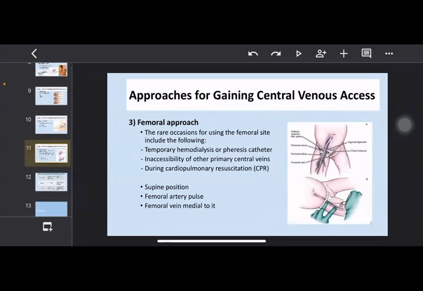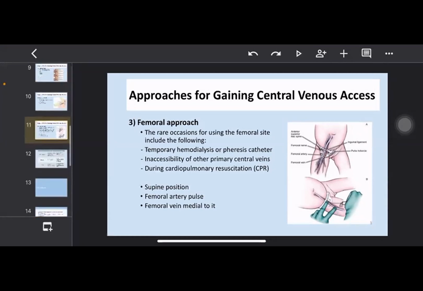The third one is the femoral approach. It is a rare occasion for using this site, but we can use the femoral site when we want to place a temporary hemodialysis or plasmapheresis catheter, and it is also common in children. Children use femoral more than subclavian, because it is difficult to access the subclavian in children. There is also accessibility to other primary central veins during cardiopulmonary resuscitation. When we do this approach, the patient needs to be in a supine position, and we palpate the femoral artery, and we will find the femoral vein medial to the femoral artery.